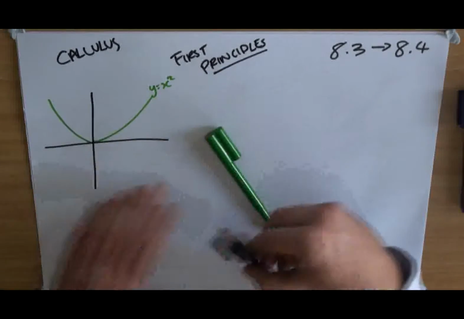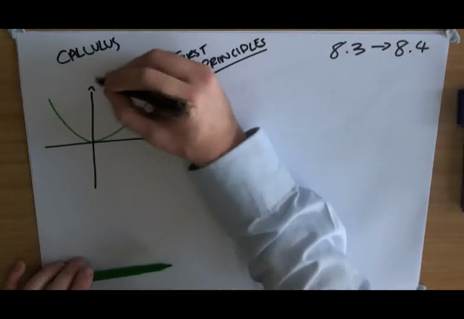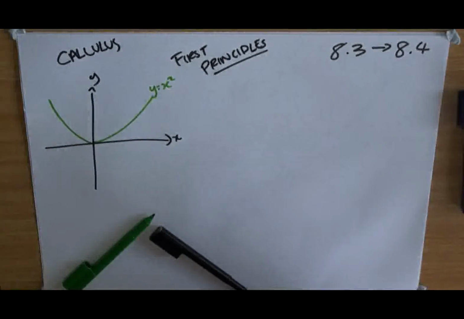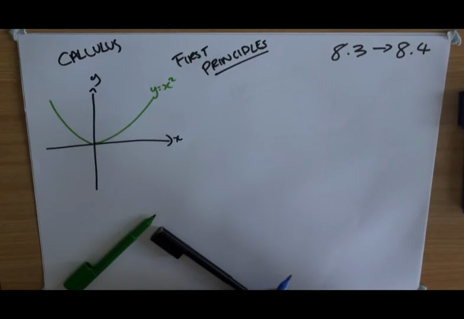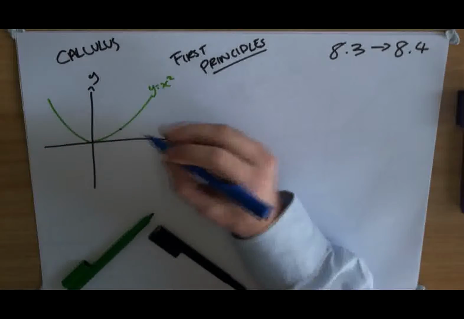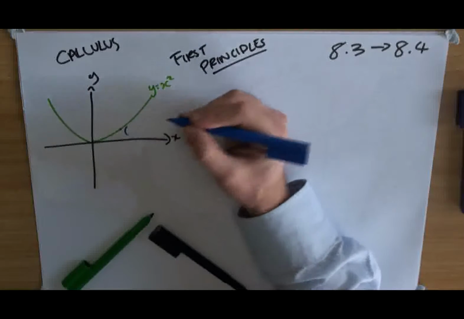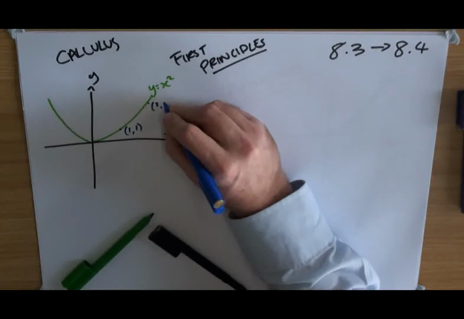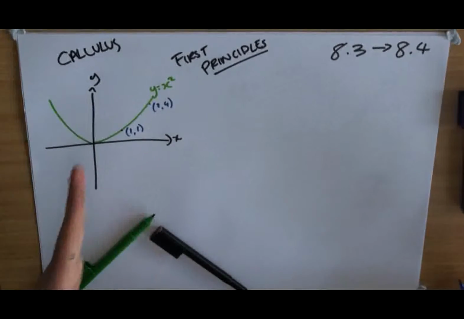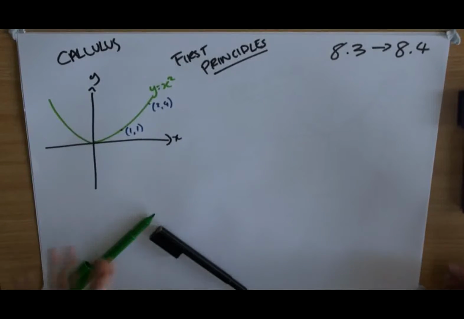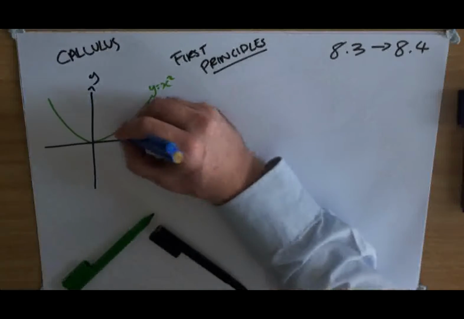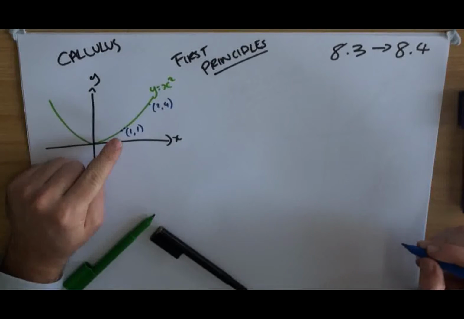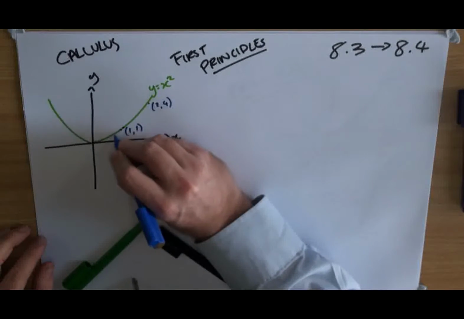For y equals x squared, I could choose any point on my graph, and if I know my x value, I'm going to know what my y value is going to be. If I chose the point here, it would be the x value 1, y value 1. Here, x value 2, y value 4. So I know any point. I could estimate the gradient by choosing 2 points that are very, very close together, and that would give me the gradient at this point.